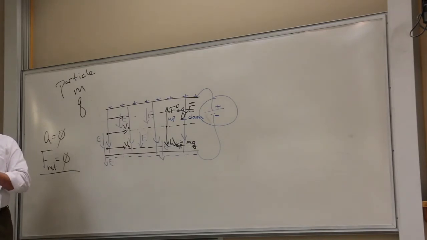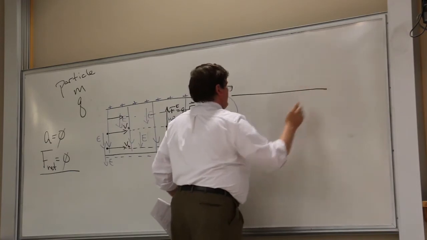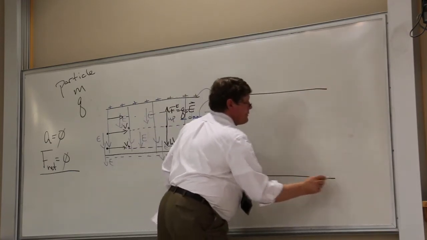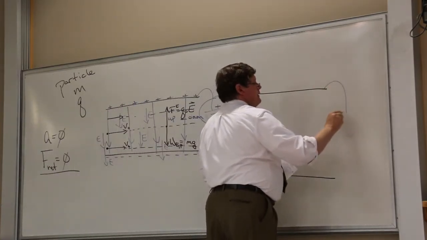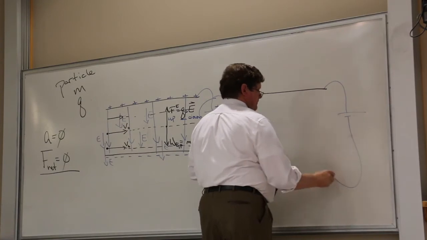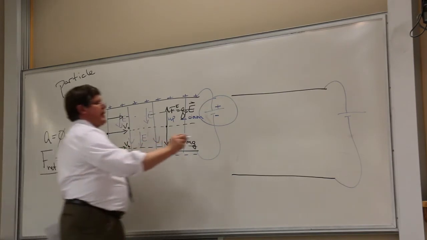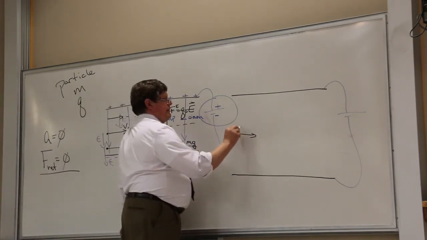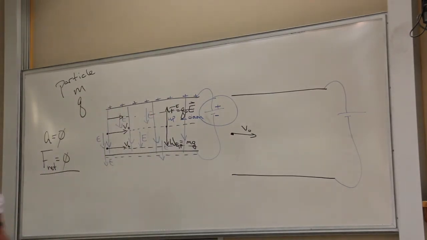Does that make sense? Now, in the last part of this problem, we take the negative plate and we move it further away from the positive plate, all the while keeping it connected to the same battery. And we're asked, if we take that same particle and we fire it between the plates, what will it do now? Will it veer down, veer up, or go straight through? So talk to your neighbor, tell your neighbor what's going to happen there.